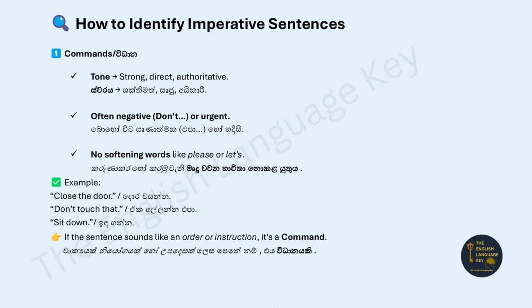How to identify imperative sentences? The first one, commands, by tone. The tone is very strong, direct, and authoritative. Often negative, like don't, or urgent. No softening words like please or let's. Here are some examples: Close the door. Don't touch that. Sit down. If the sentence sounds like an order or instruction, it is a command.